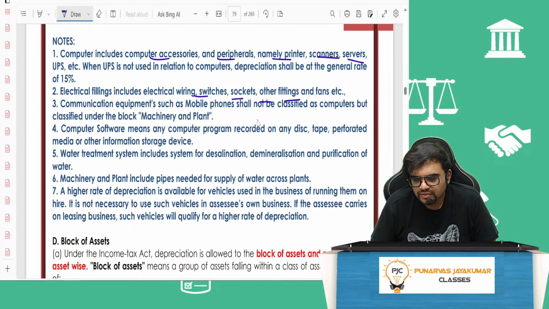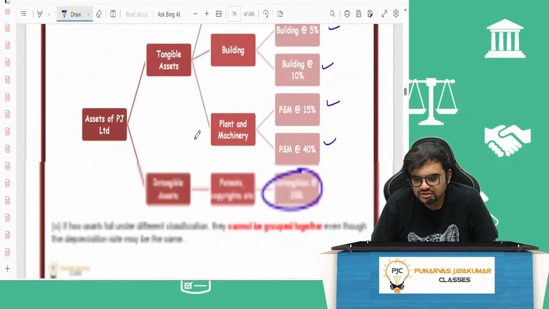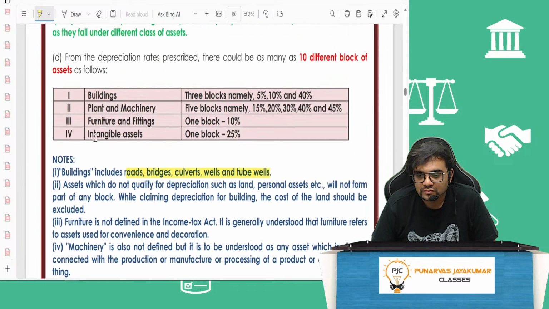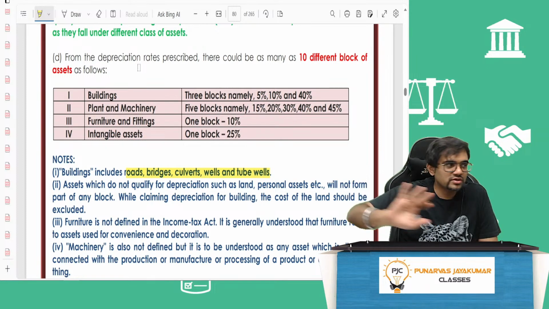Computer software means computer program, all that. That is fine. So I'll come to this here. Buildings will include roads, bridges, culverts, well, tube well, everything. So basically these are the blocks, guys.